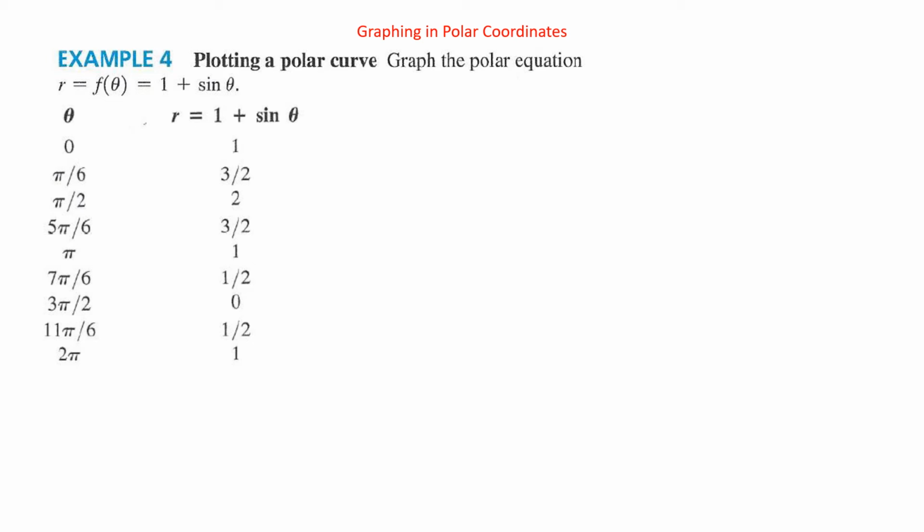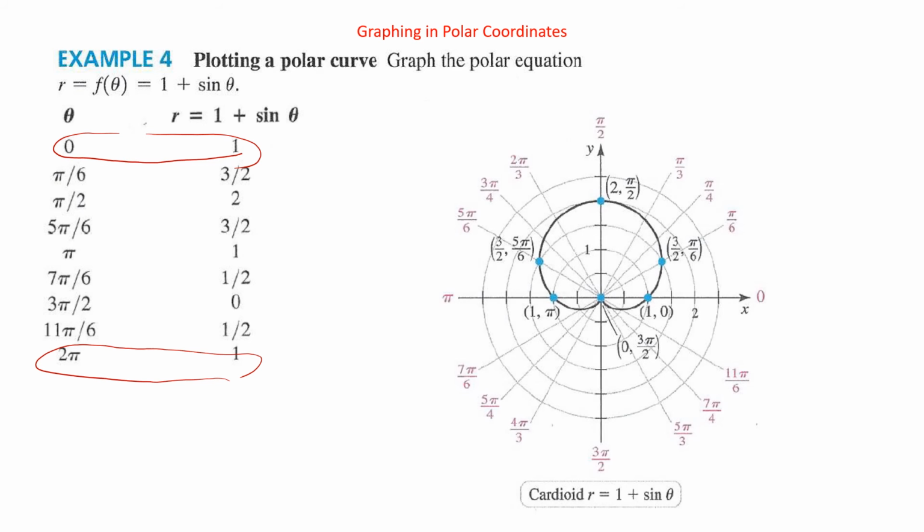Notice at the beginning and at the end, it's equal to each other, which means it'll connect. And so now we could plot these points. We have the radius over on the right and the angle on the left. We can plot those points on our polar graph and then connect the dots using a smooth curve. We're not going to connect the dots using straight lines, but use a smooth curve to get something like this.